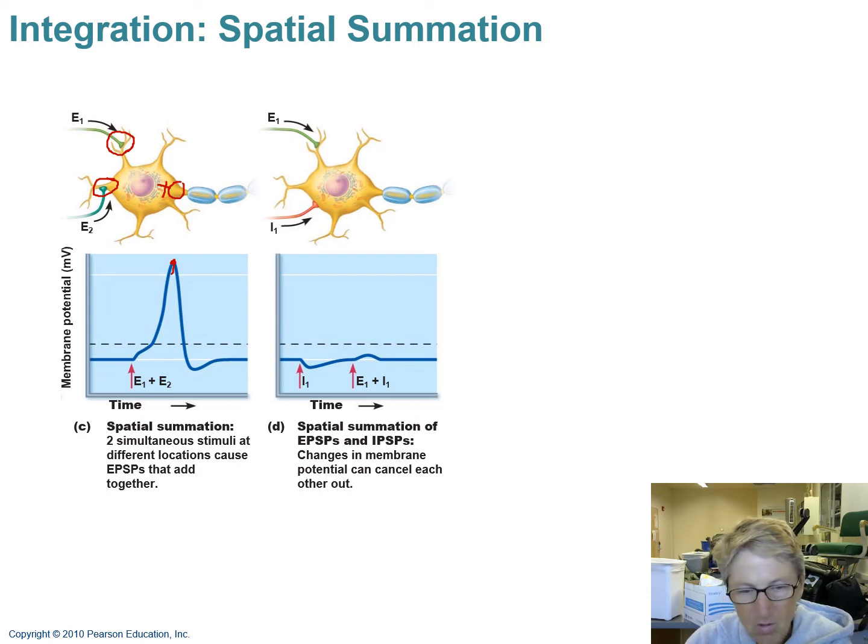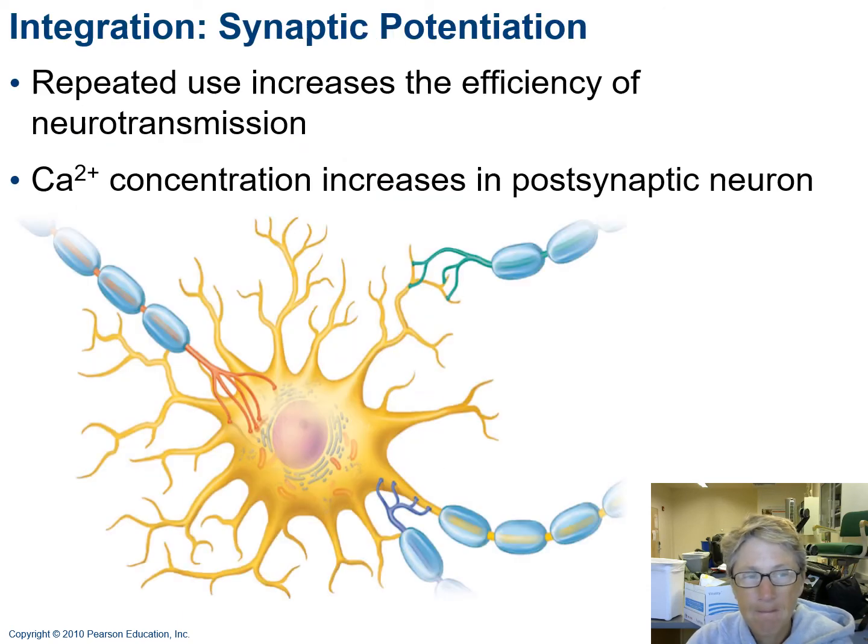In this cartoon, it says spatial summation of an EPSP and an IPSP. So here's the inhibitory postsynaptic potential, here's the excitatory, and they sum together and they canceled each other out, and you didn't get any change of membrane potential at the axon hillock. So repeated use of these synapses increases the efficiency of neurotransmission, and it also increases the calcium concentration in the postsynaptic neuron.